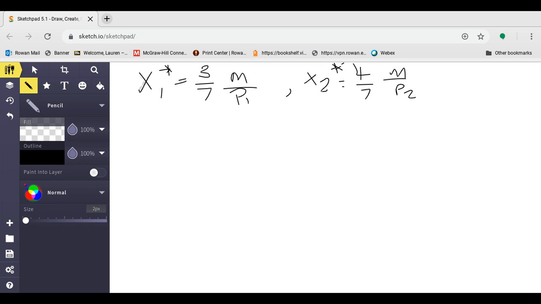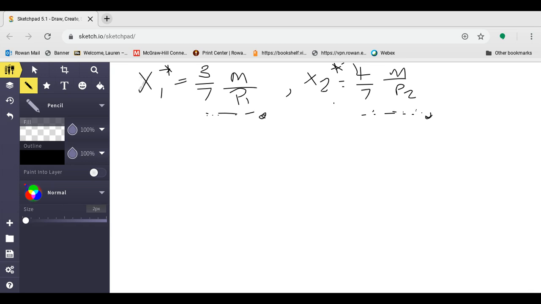So what else can we say? First of all, I want you to notice that in each of these equations, there's not the other variable. Like we don't have an x1 over here. We don't have an x2 over here. And that just means that they're separate. They also don't have each other's prices. So like we don't have a P1 for x2. We don't have a P2 for x1. So they're completely separate from one another.